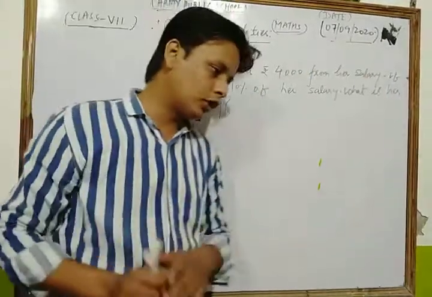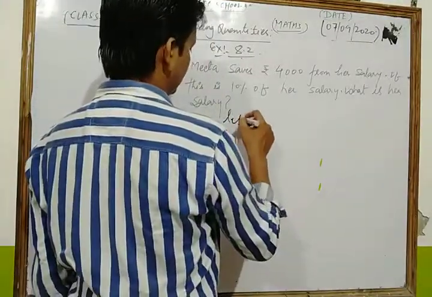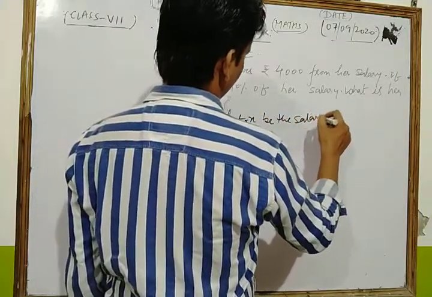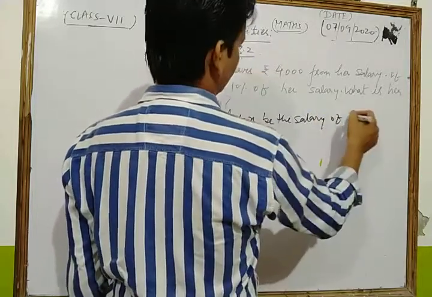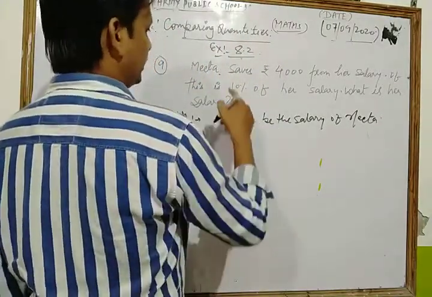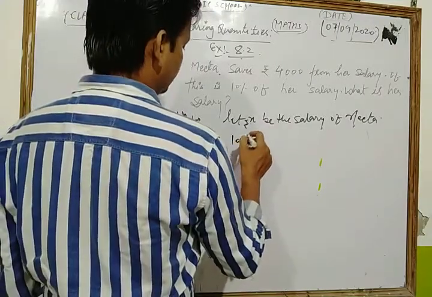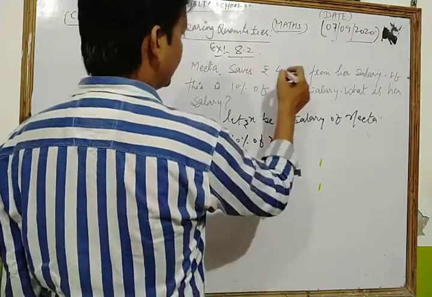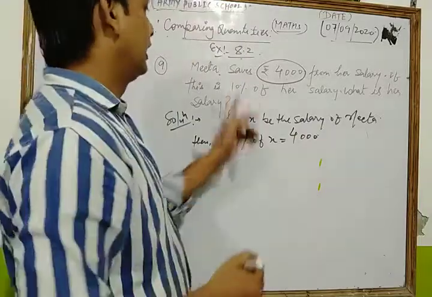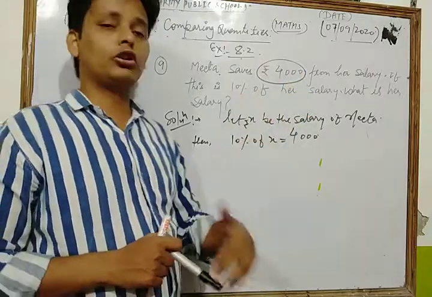Dear student, in that question, first of all we take, let rupees x be the salary of Meeta. Then 10% of her salary, then 10% of x is equal to what? 4,000, right? Dear student, because Meeta saved 4,000 rupees and this amount is 10% of her salary.